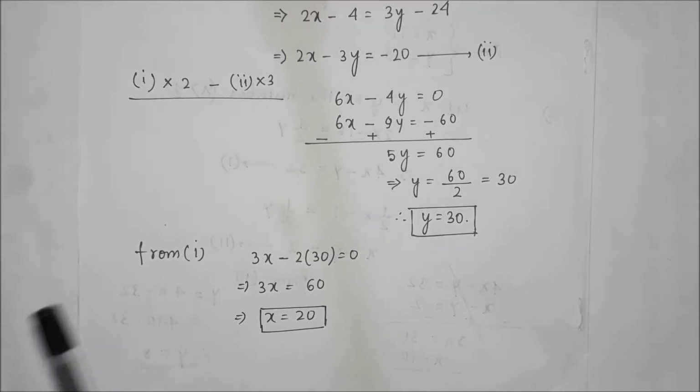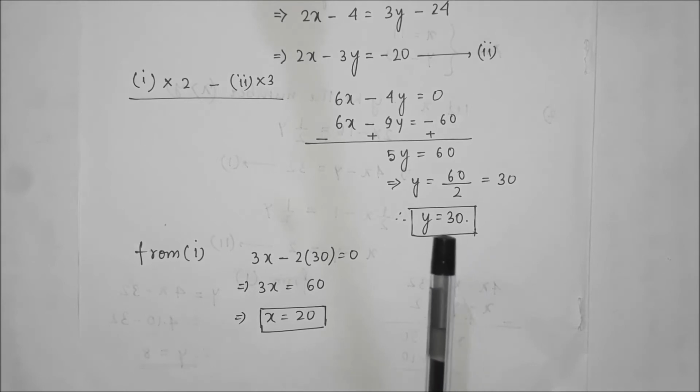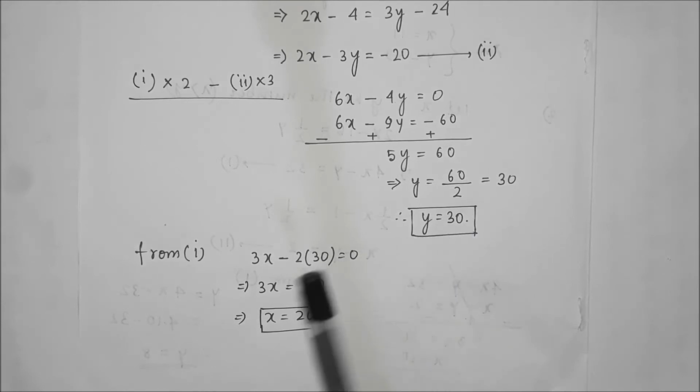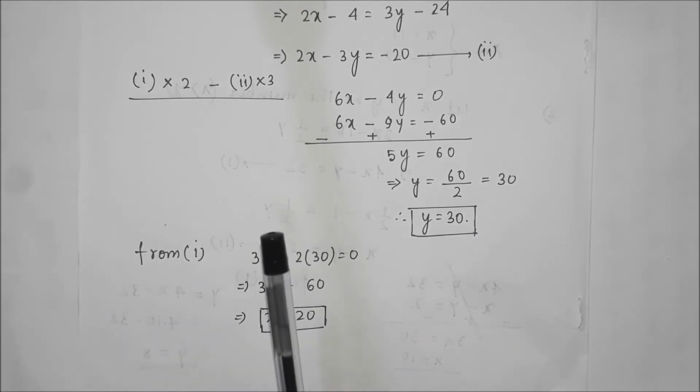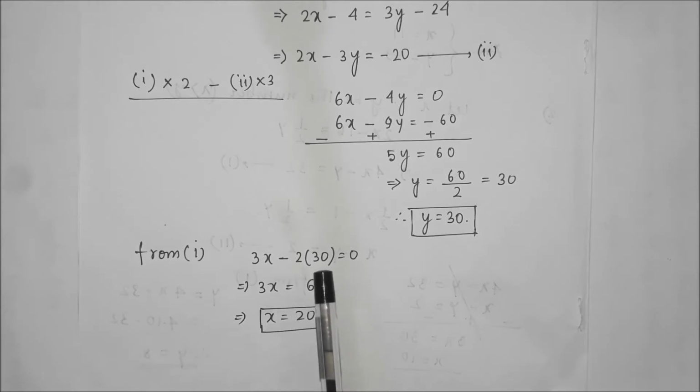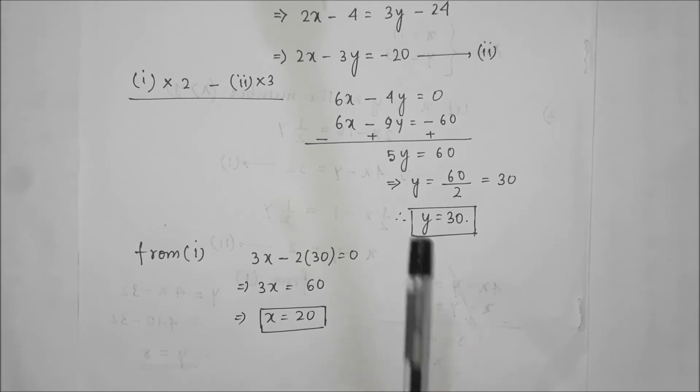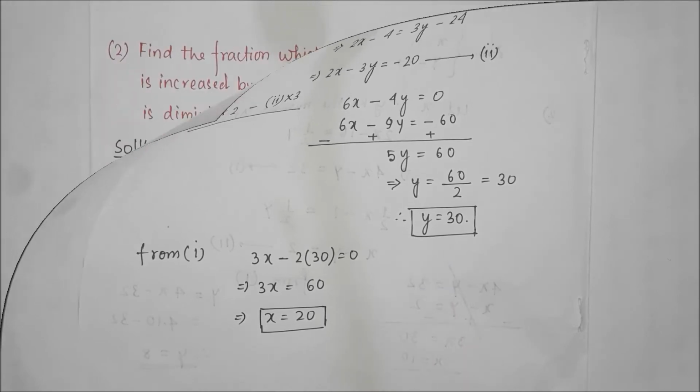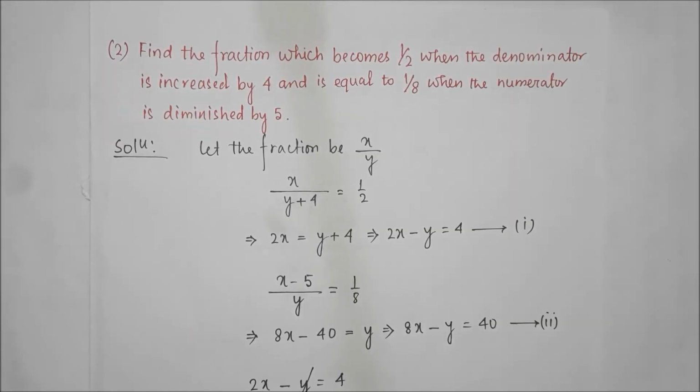Now once you get the value of y equals 30, substitute in any one of the equations. Here I am substituting in 1. So you will get 3x minus 2y, that means 2 into 30, equals 0. That is 3x equals 60. It implies x equals 20. Therefore, the numbers are 20 and 30 respectively. Moving into the next problem.